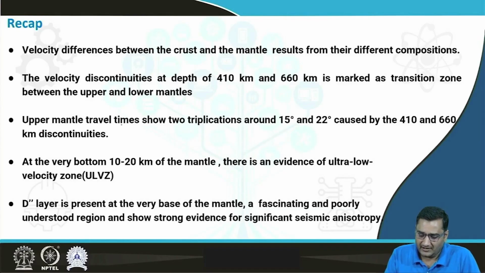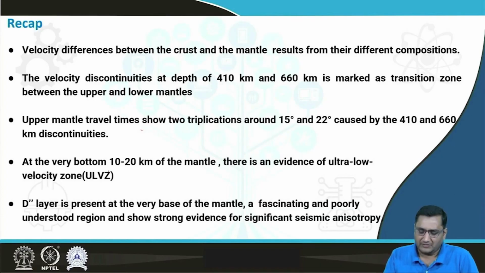Upper mantle travel times show two triplications because of the presence of the two transition zones at 410 km and 660 km, where the velocity rapidly increases. Because these are high velocity zones, as per our ray theory, there should be triplication, and these two triplications occur at around a distance of 15 degrees and 22 degrees, caused by these discontinuities.